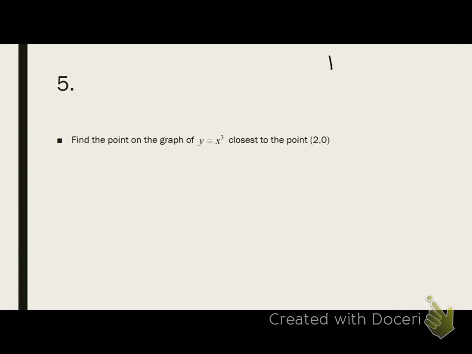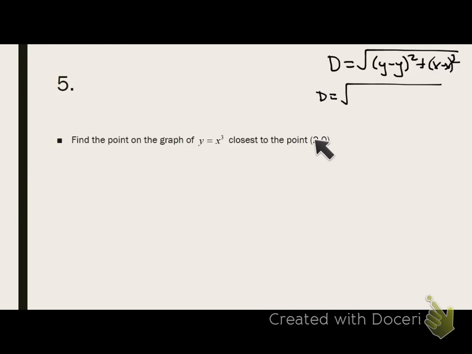So let's write that distance formula out. Distance equals the square root of y minus y quantity squared plus x minus x. I'm not sure why I didn't do the x's first. I was thinking slope mindset, wasn't I? But I'll fix it here. So distance equals square root. Let's plug in 2 for x, 0 for y. I'm going to do the x first, so it becomes x minus 2 quantity squared.